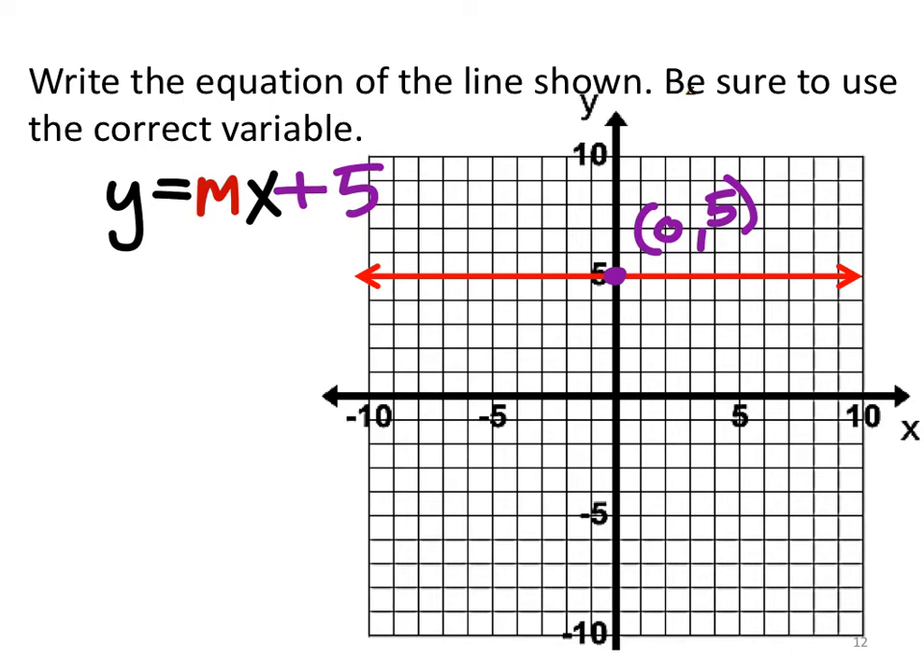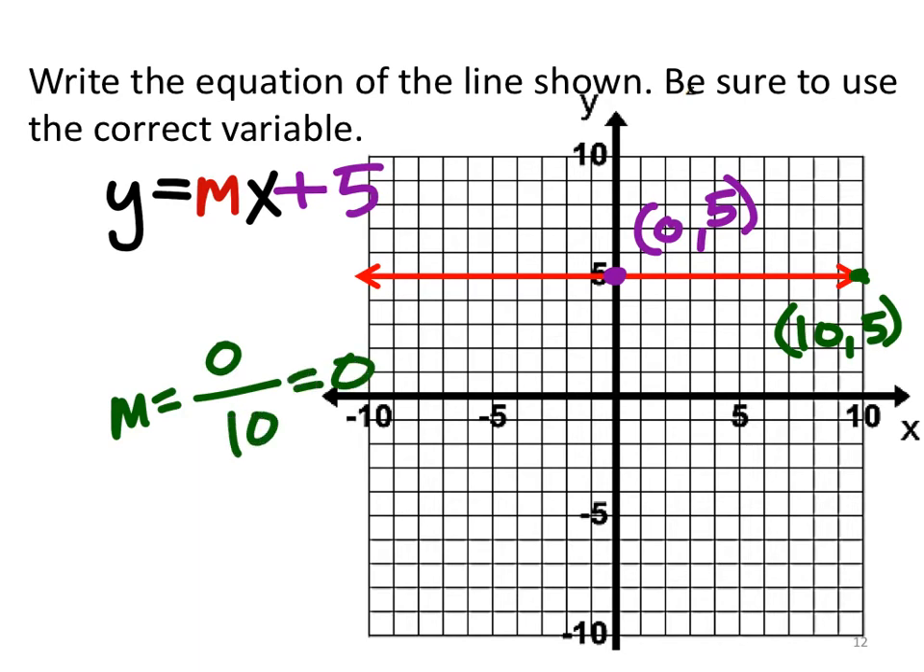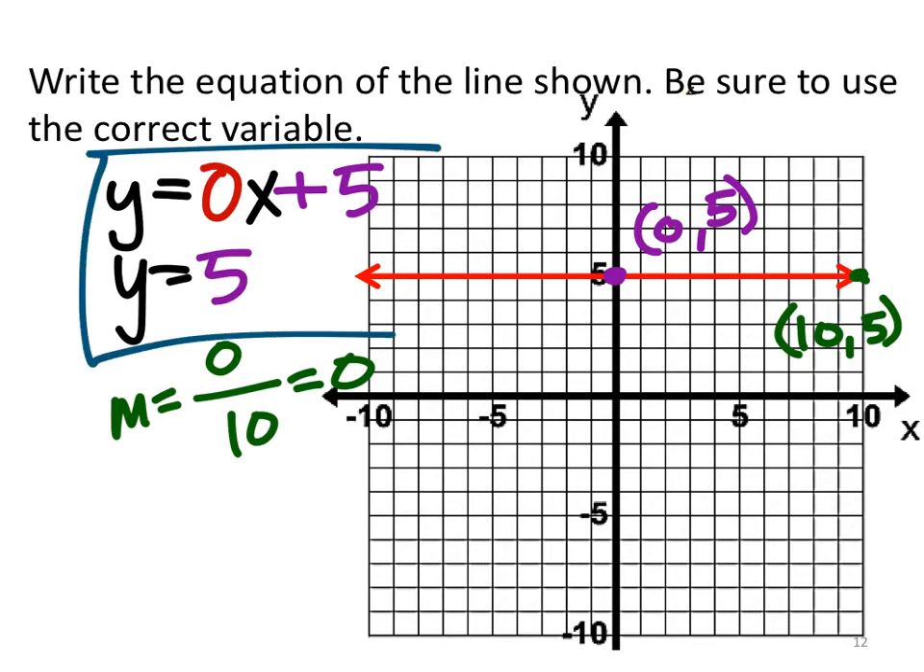All I have to do at this point is figure out what the slope is. And if I use the stair step, I just need any 2 points. Already got 0, 5, so I'm just going to use 10, 5 right there. 10, 5. And my slope. How far up is that stair step? 0. How far to the right? 10. That's 0. So my slope is 0. 0x plus 5. Again, they're kind of looking for this y equals 5 business. But I'm okay with either.